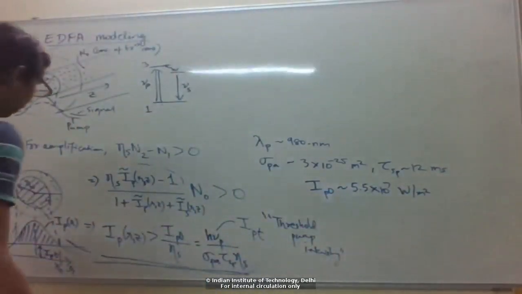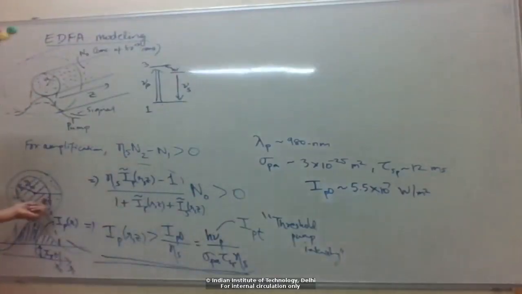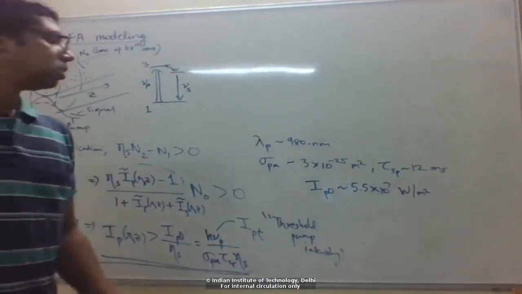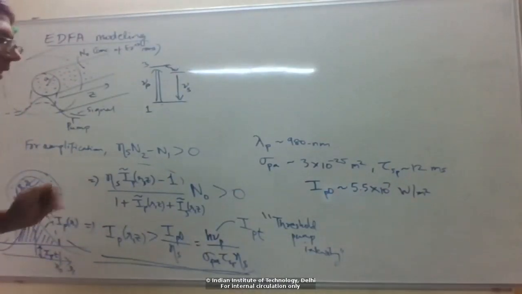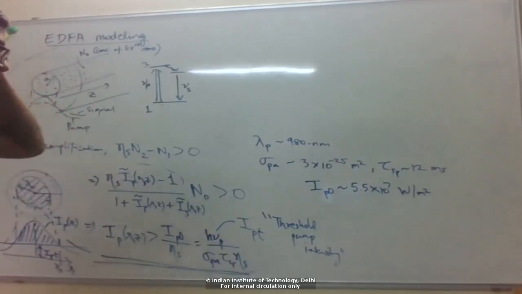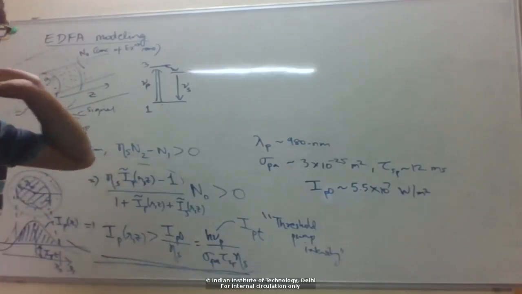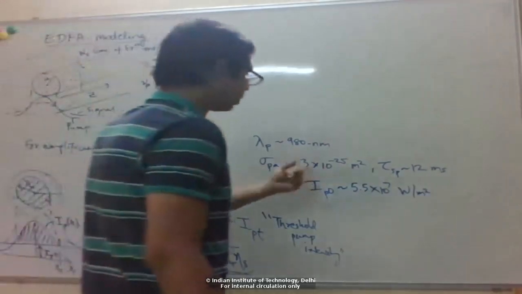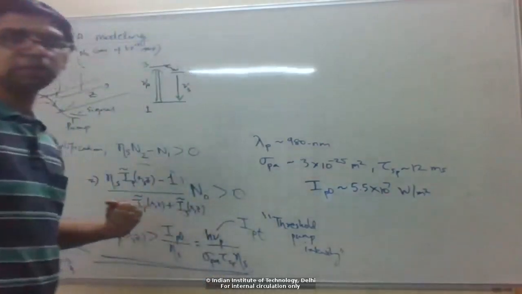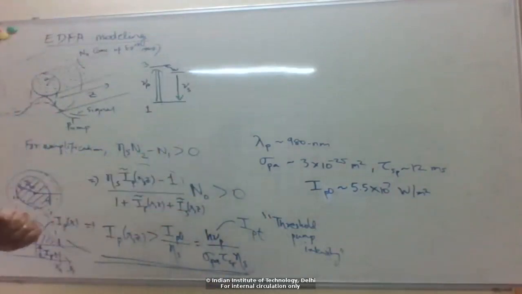But remember that the core is actually very small. The core radius we are talking about is a few microns. So the core area, typically, let's say, is tens of microns square. So that's like 10 to the minus 10, 10 to the minus 11 meter square. So in terms of power that you require, it's actually quite small, in milliwatts.